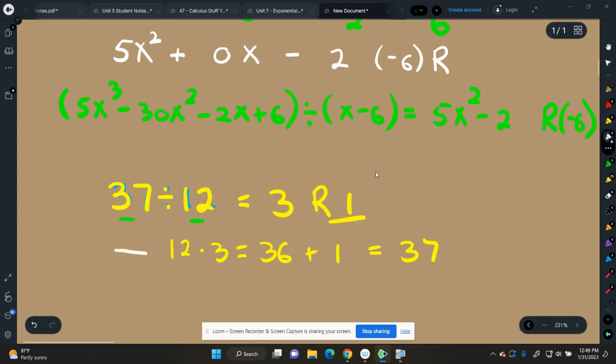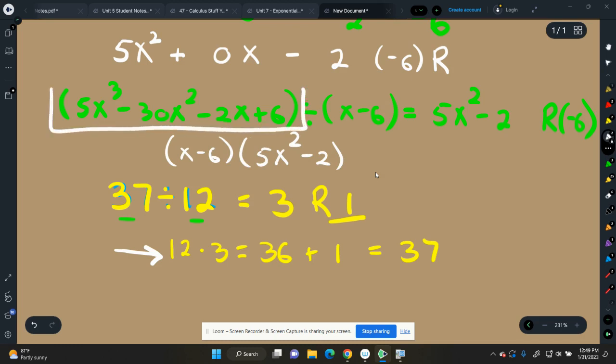Let's follow the same pattern. This means that x minus 6 times 5x squared minus 2. Is that going to equal 5x to the third minus 30x squared minus 2x plus 6? No. What would I have to add to it? Negative 6. Yeah. And we say plus negative 6. Now they'll be equal.